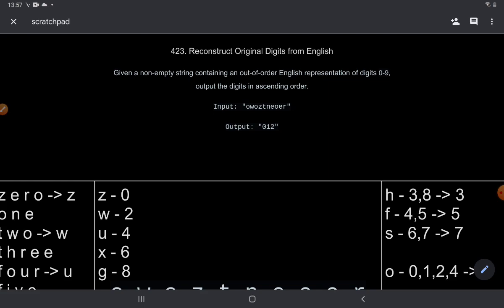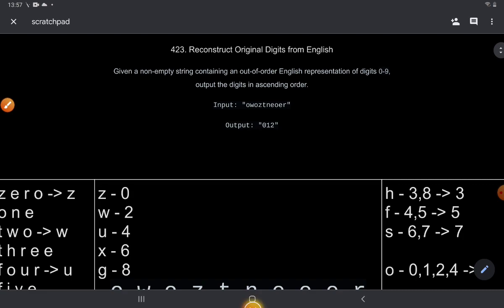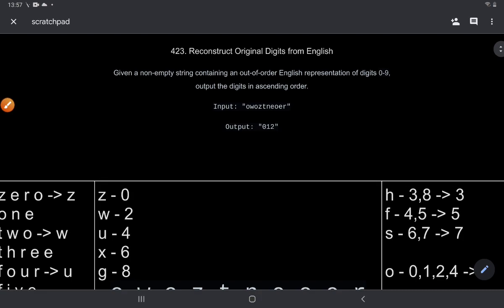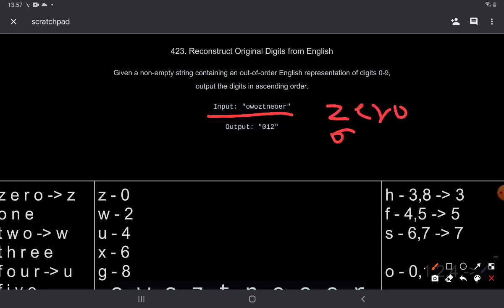So for example, over here, if you look at this input string, it has the output of 0 1 2 because the digits have a spelling of 0, 1 and 2, and if you jumble up all these characters you get this input string. So how can we go about solving this?